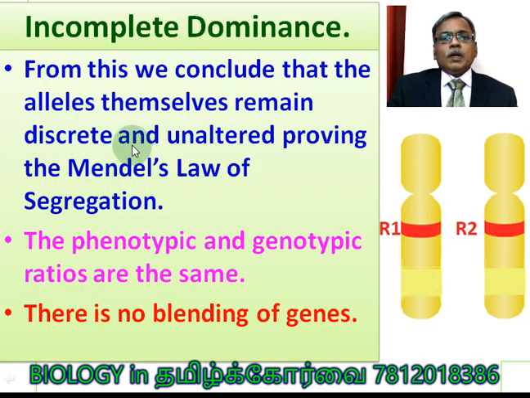From this we conclude that the alleles themselves remain discrete and unaltered, proving Mendel's law of segregation. Remember that Mendel's law of segregation takes place. R1 segregates from R2. That is the reason why in the F2 generation we are able to get both the parental characters, the red as well as the white, along with the intermediate character, the pink. So segregation is taking place. The alleles remain discrete and unaltered when they stay together in the F1 generation. That is the point to be noted. When they are staying together in the F1 generation, they stay together without mixing, without blending.